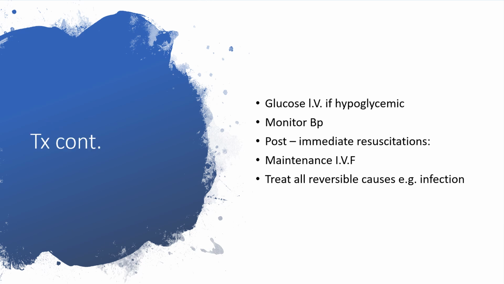Okay, still on treatment. If the lab is revealing that we have hypoglycemia, we'll give glucose intravenously. We have to keep an eye on the blood pressure because we'll be dealing with hypotension here. After immediate resuscitation, we have to maintain the IV fluid until the individual is able to take per oral and retain. And we will look for and treat all reversible causes, for example, infection.